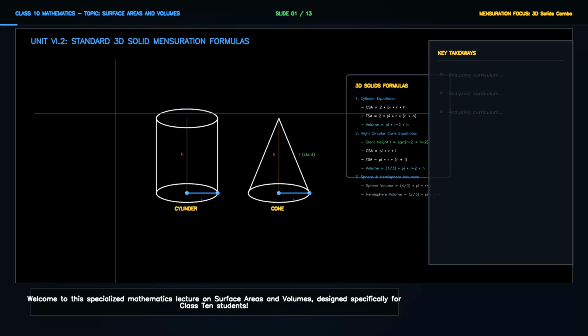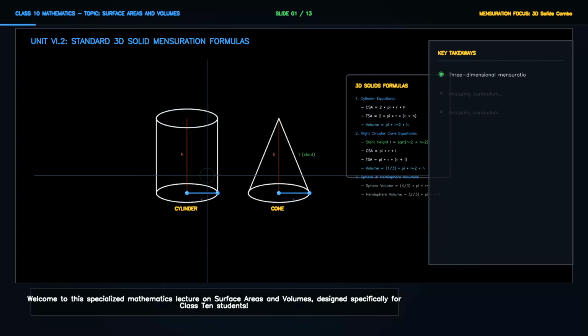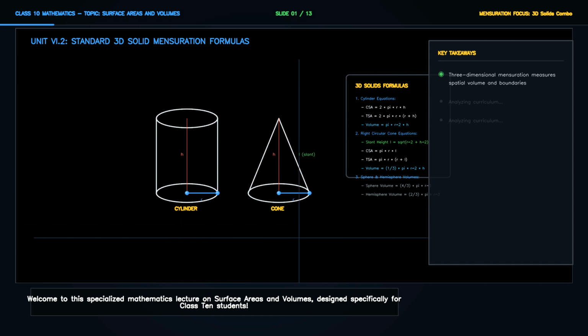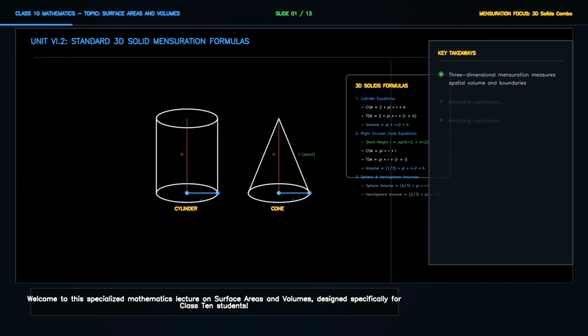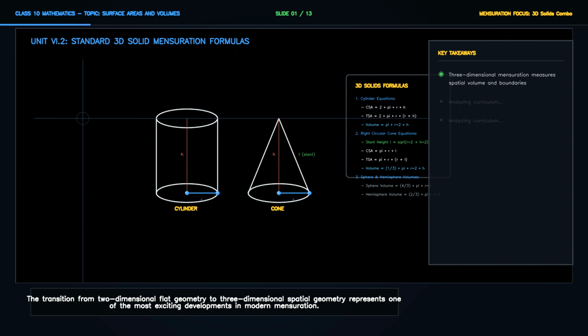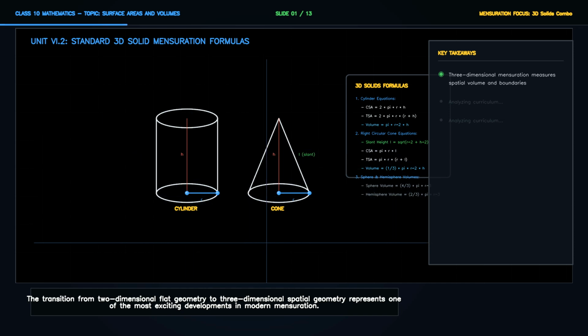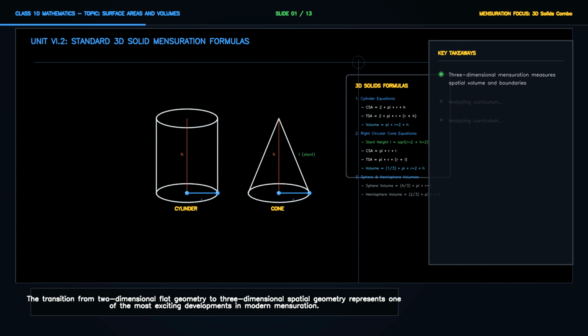Welcome to this specialized mathematics lecture on surface areas and volumes, designed specifically for Class 10 students. The transition from two-dimensional flat geometry to three-dimensional spatial geometry represents one of the most exciting developments in modern mensuration.